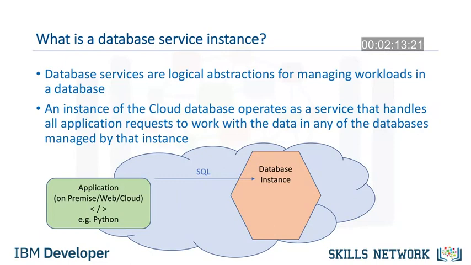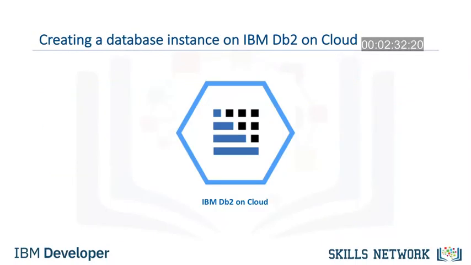When a connection has been completed, your Python code sends SQL statements across the connection to the instance of the database. The database instance then resolves the SQL statements into operations against the data and objects in the database. Any data retrieved is returned to the application. Now let's see how a database instance is created for Db2 on Cloud.